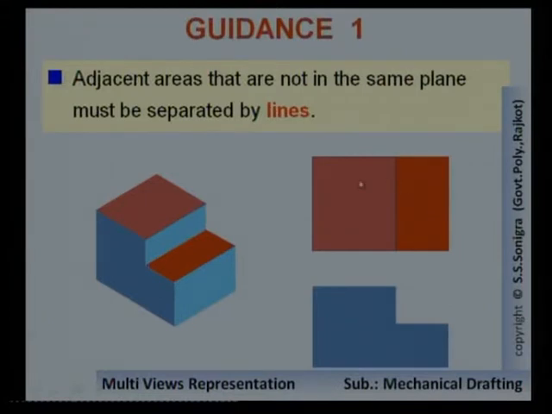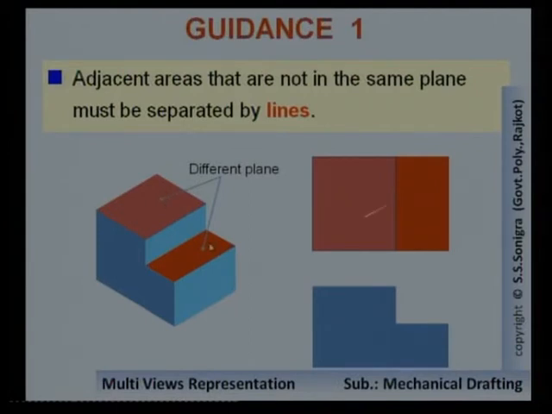In this case, these two rectangles or these two areas should be separated by a line, because both these planes are not coplanar. Both surfaces are not on the same plane. One is on this plane, another is on this plane. So they should be separated by a straight line drawn over here. It should be fully visible, and for the bottom view it should be a dotted line which represents this edge. So for this object, if you look from the front side, it appears like this. From the top side, it appears like this.